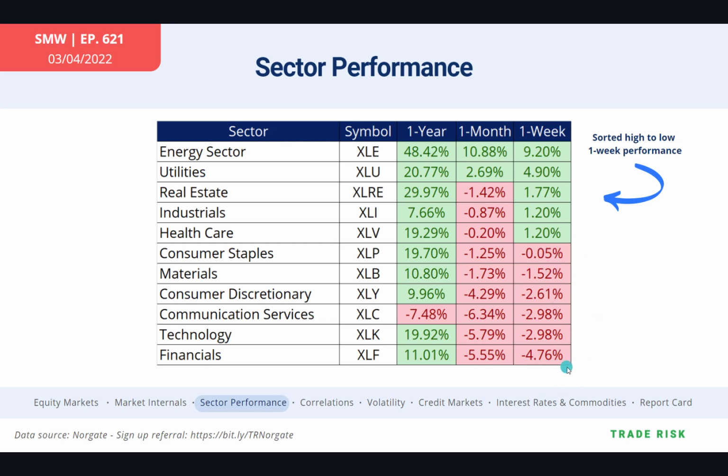Financials were the biggest hit this week, almost 5% down. Technology, almost 3% down. That's a pretty deadly mix when you have tech and financials, generally speaking. And communication services down 3% as well.